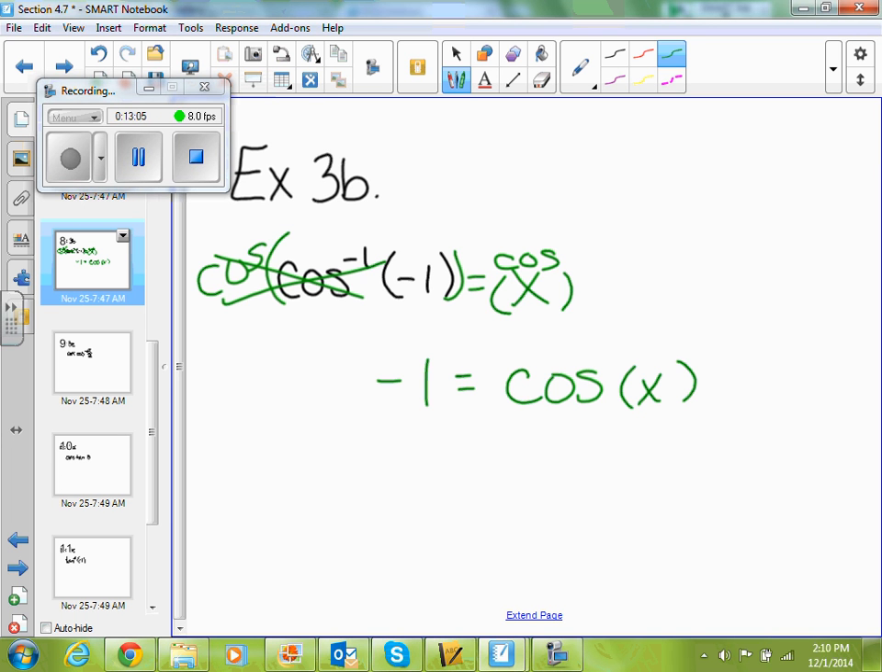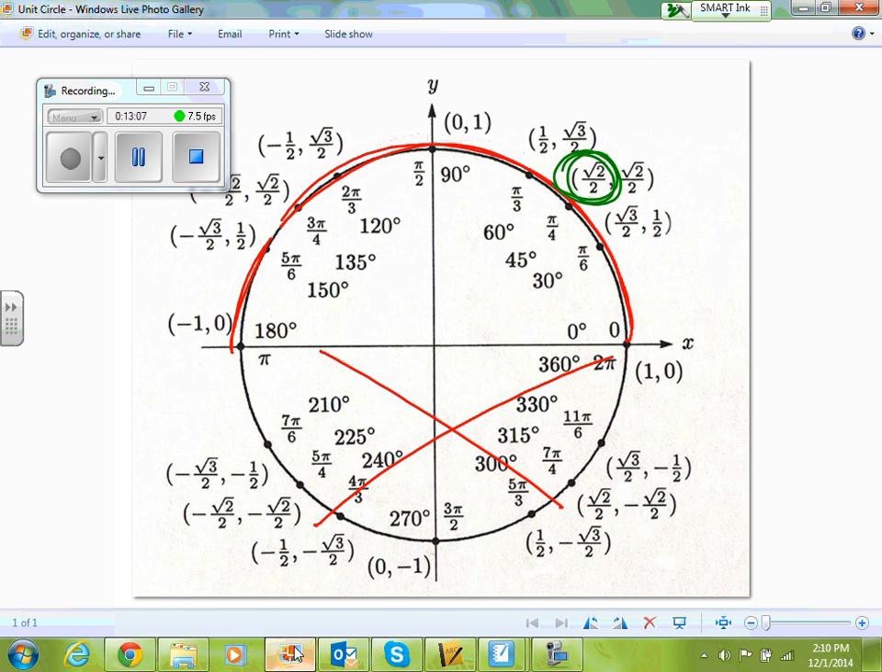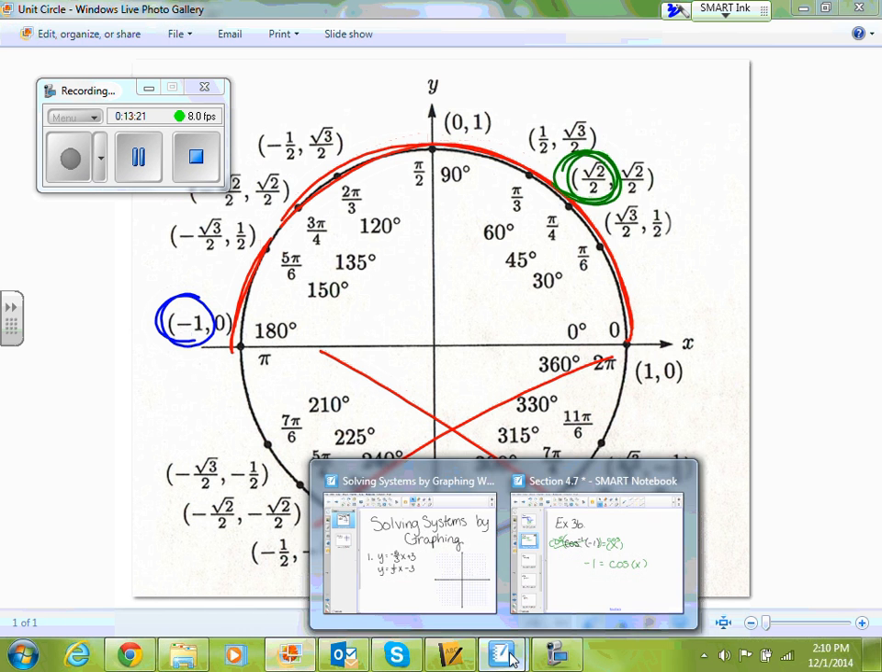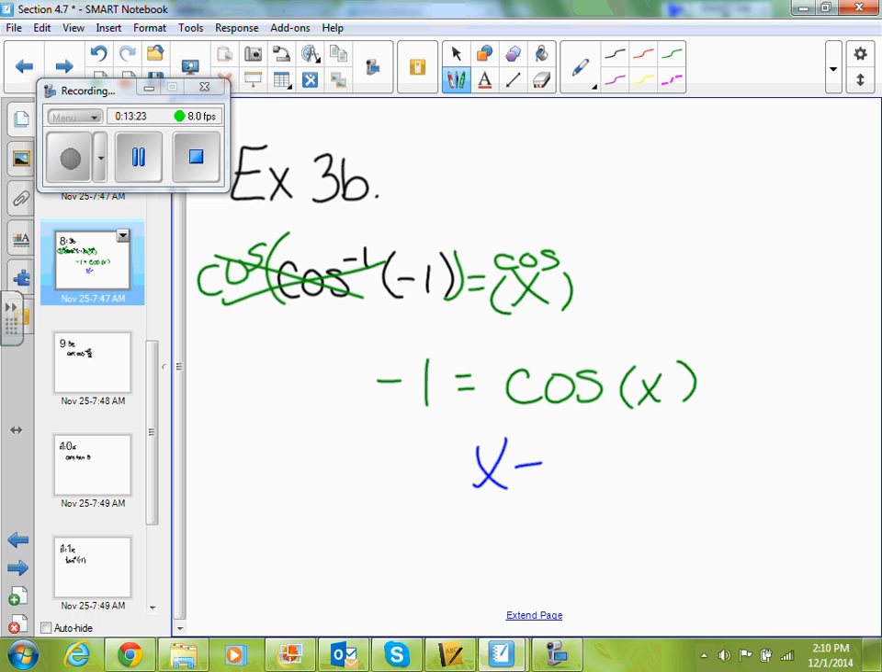Okay, so then if we look at our unit circle, we're looking at just the top half of our graph, and I need to figure out when my x value is negative 1. What radian measure is that? What would my x be? Pi. So I know that x is equal to pi. It only appears at negative 1 once, so x is pi.